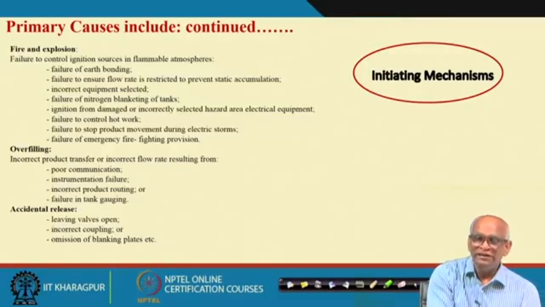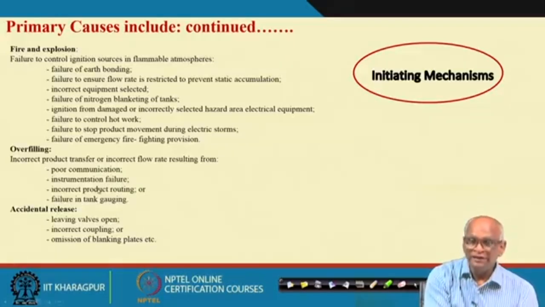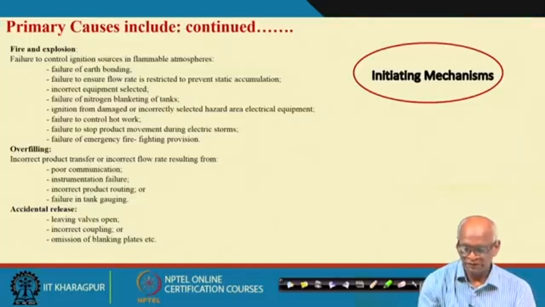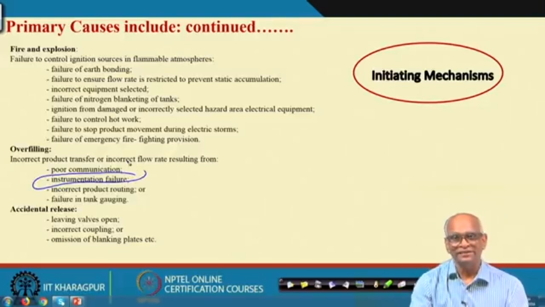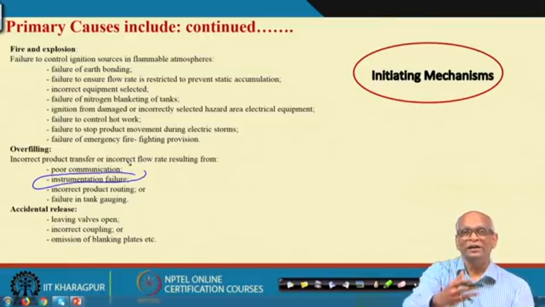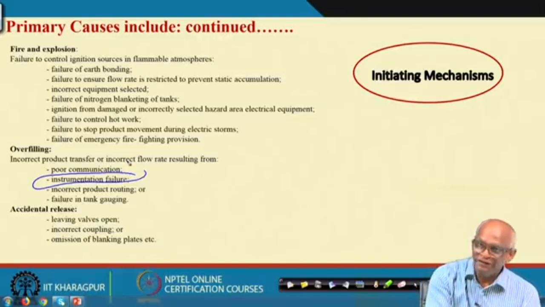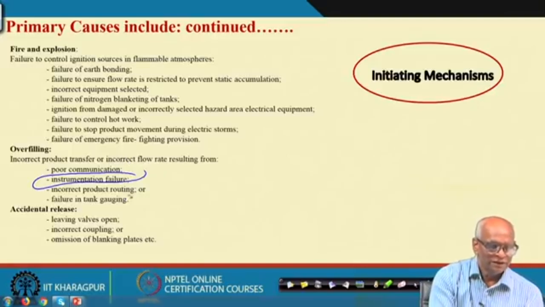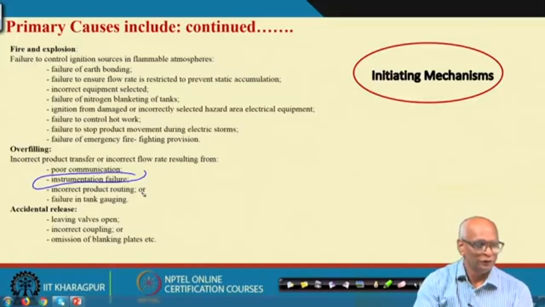What are the initiating mechanisms for overfilling? Poor communication, people have not communicated, so it is overfilled. Instrumentation has failed. In the Bhopal gas disaster, people thought the instrumentation had failed when the pressure was increasing. Actually, it had not failed. So, many times instrumentation fails. You think everything is good, but the instrumentation is showing wrong. Failure of tank gauging: the gauges in the tanks are not working very well.